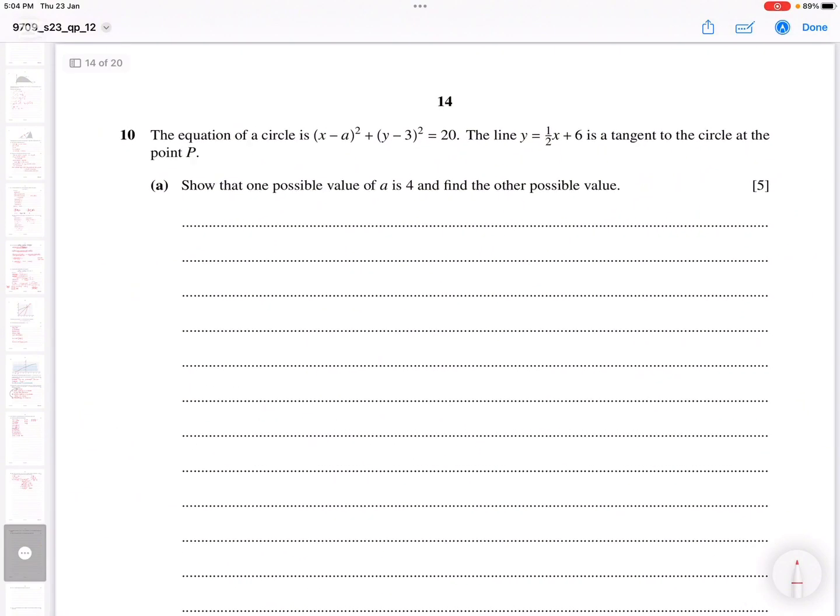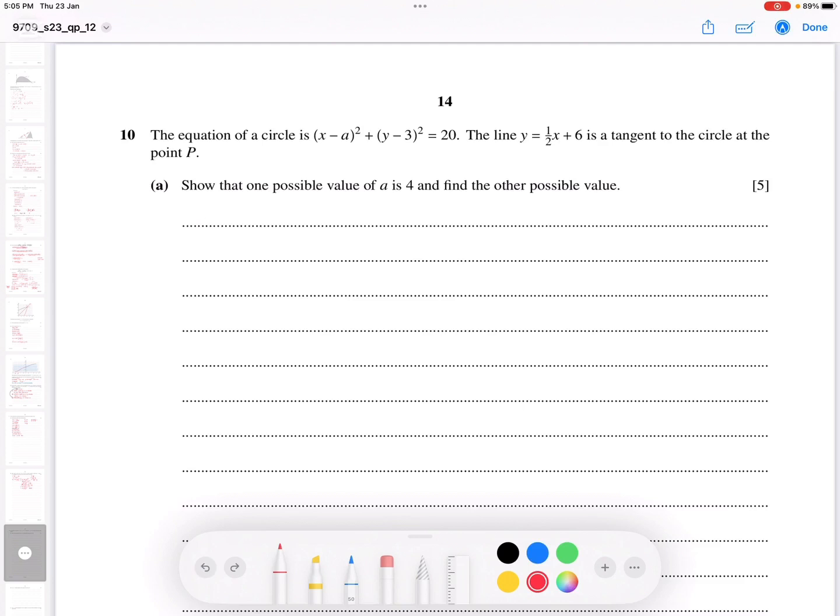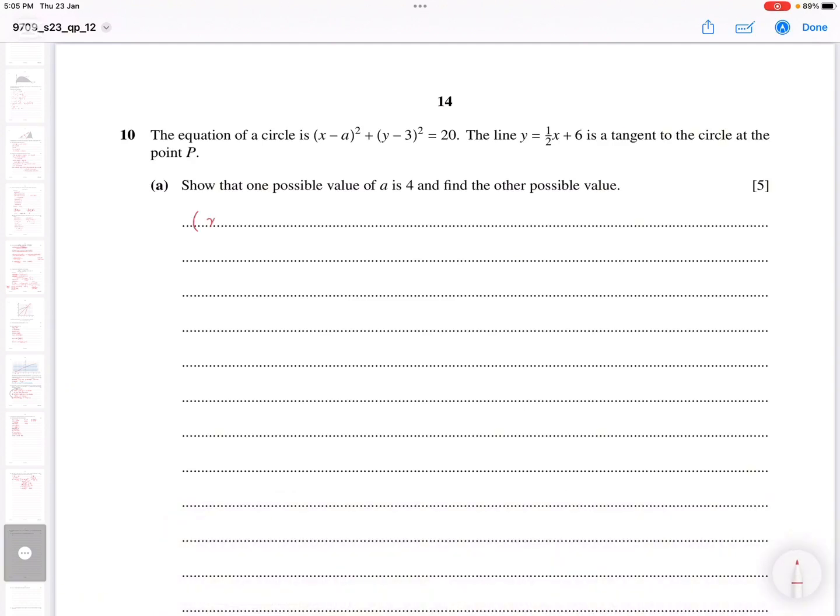Question number 10. Okay, the equation of a circle is x minus a whole square plus y minus 3 whole square is equal to 20. The line y equals 1 over 2x plus 6 is a tangent to the circle at the point P. Show that one possible value of a is 4 and find the other possible value. Okay, our equation is x minus a whole square plus y minus 3 whole square is equal to 20.